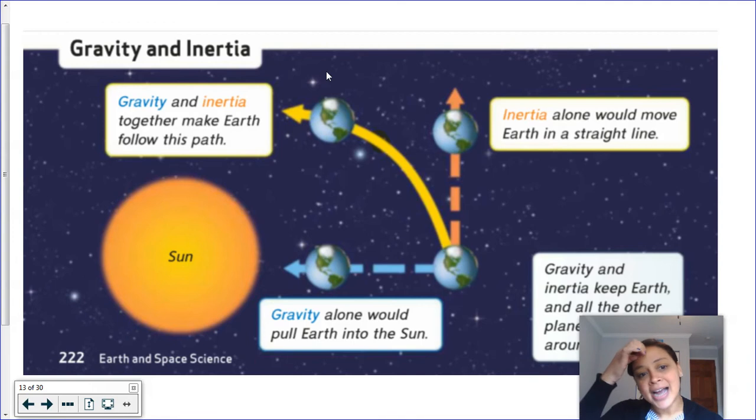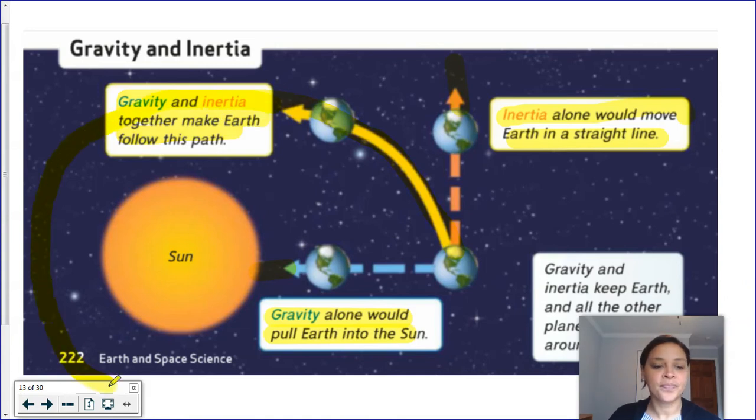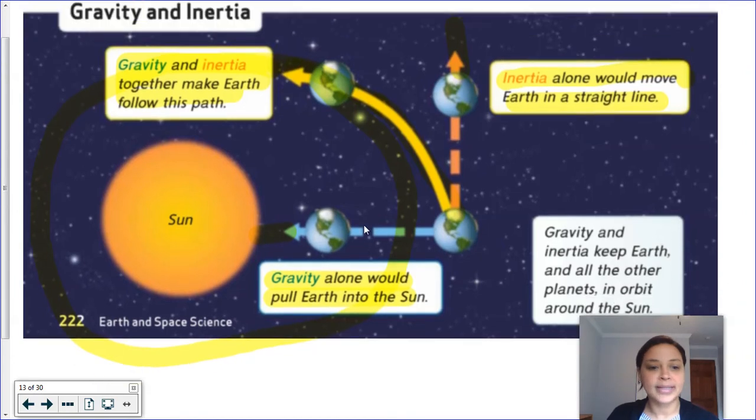All right, so here is a nice diagram showing you the sun. Here's planet Earth. And so just gravity would pull the Earth directly into the sun. So we need inertia over here. Inertia alone, however, would move Earth in a straight line this way. And we do not want that either. That would not be good. So it is these two forces balanced together. See this yellow line? Gravity and inertia together make Earth follow this orbit path around the sun. And that is not a perfect circle. And so gravity and inertia keep Earth and all the other planets in orbit around the sun.